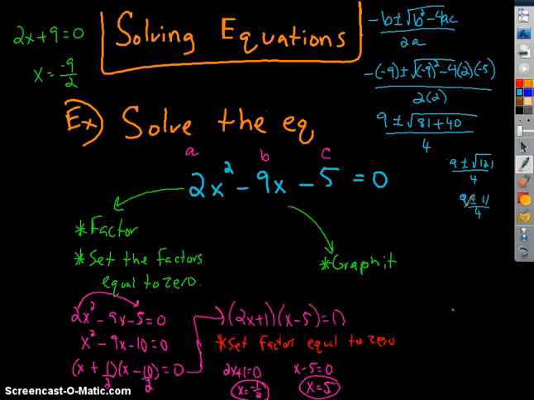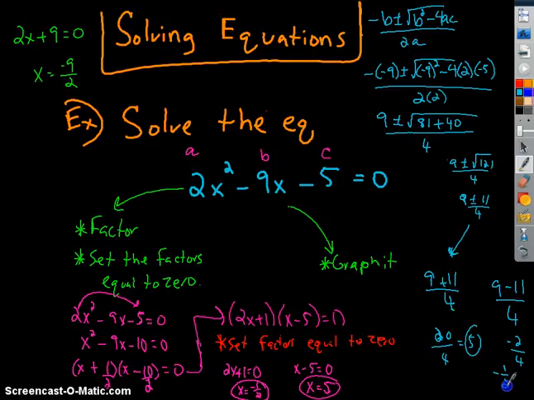And if that's the case, we could divide this in two answers. One of them is 9 plus 11 over 4, and another one is 9 subtract 11 over 4. So 9 plus 11 is 20 over 4, which is 5. 9 subtract 11 is negative 2 over 4, which is negative 1/2.